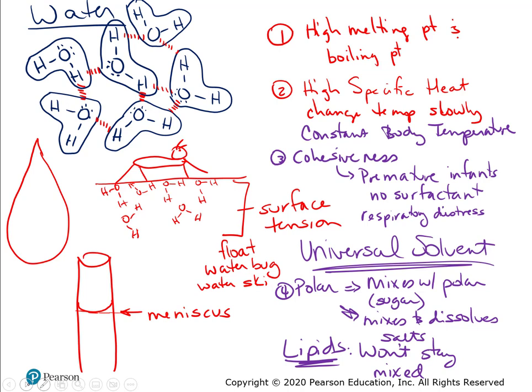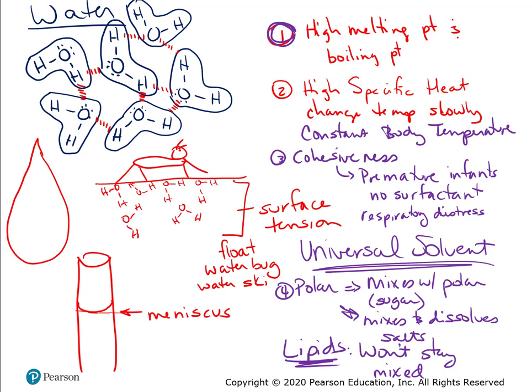Water molecules have this hydrogen bonding. So they have a really strong attraction for other water molecules, and this is why they have a really high melting and boiling point compared to other molecules their size. It takes a lot more energy to break that attraction. In order to boil water, you've got to break the hydrogen bonds.